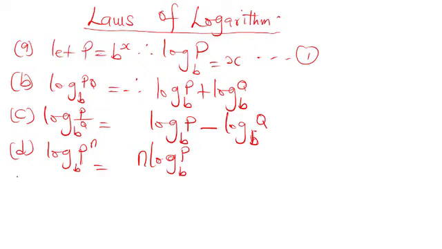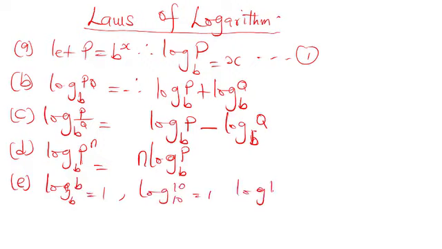But there's one unique law in logarithm. We should know that log b to base b is equal to 1. Log 10 to base 10 is equal to 1. Log 100 to base 100 is equal to 1. Even log z to base z. If the number in the log and the base are the same, then the answer is equal to 1.